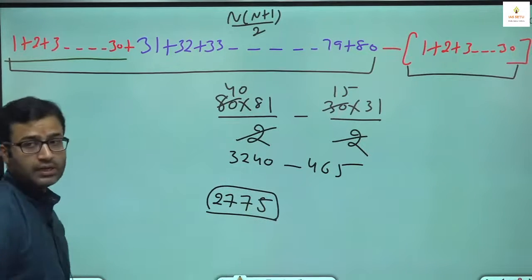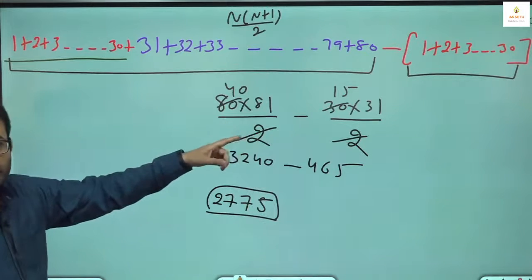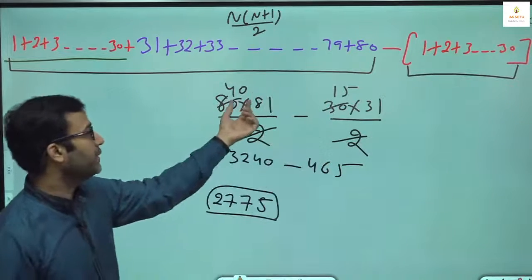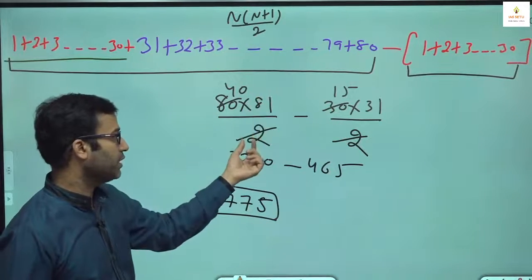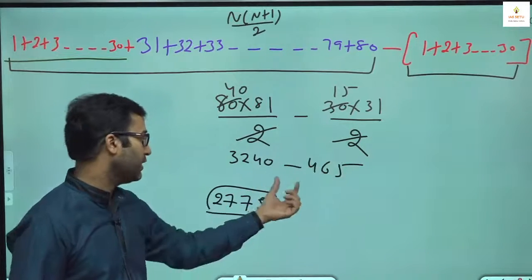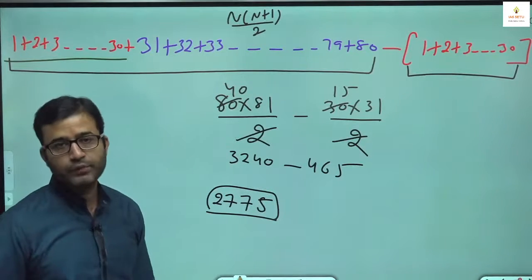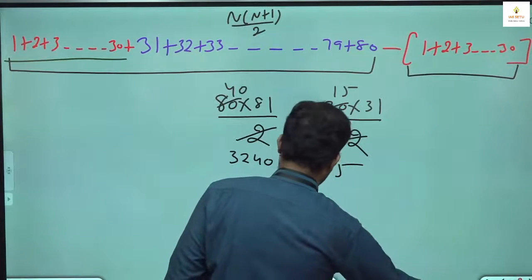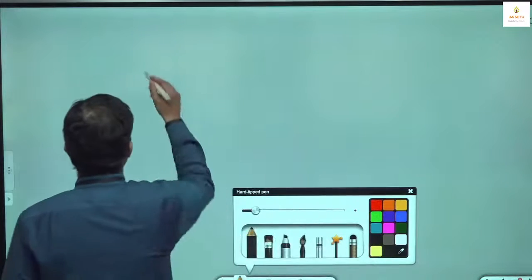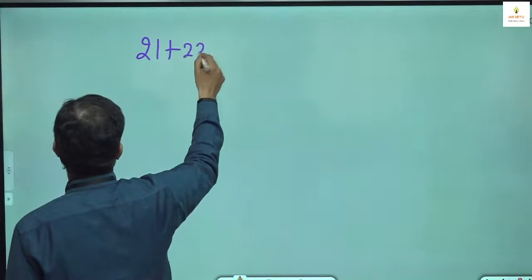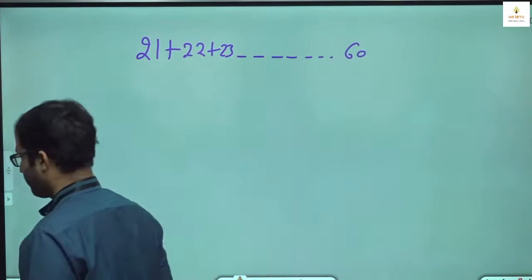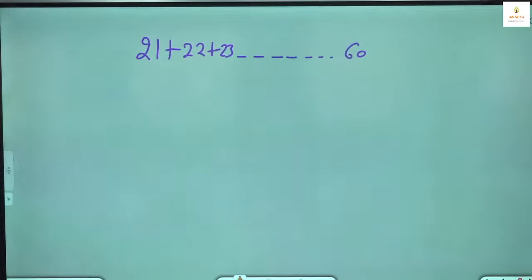2775 is correct answer. I repeat, 31 to 80 is asked. Complete this series by adding 1 to 30. Same thing you subtract. Now it becomes 80 into 81 divided by 2, 30 into 31 divided by 2. So you get answer. I ask you one more question. 21 plus 22 plus 23 up to 60. What is the sum of this sequence?